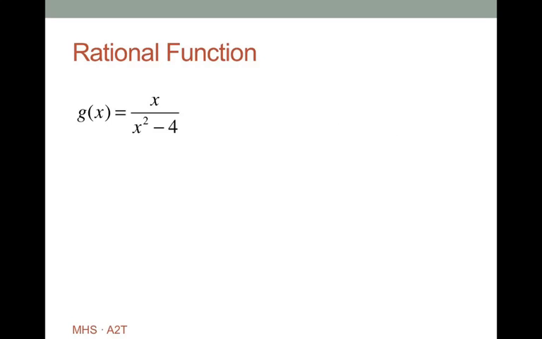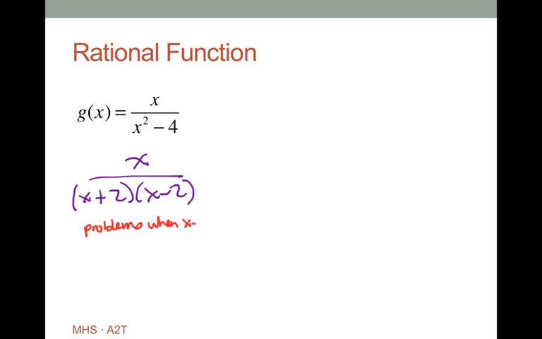Okay, we have this rational function x over x squared minus 4. We can simplify it and rewrite it as x over x plus 2 times x minus 2. And we realize that we're going to have some problems when x is equal to negative 2 and x is equal to 2, because in those places our function is undefined. When our denominator is equal to 0, that can't be true, so we have an issue.